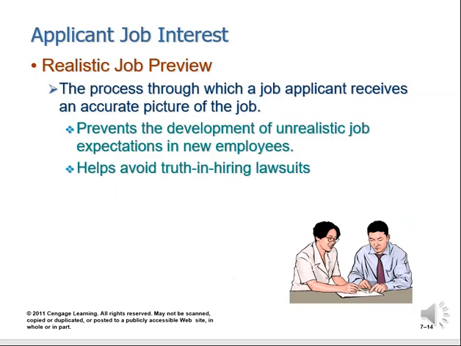A realistic job preview, we did talk about this in our last lecture, but it's the process of going through the entire job that a person would work while they're an applicant or while they're still applying for the job. So this may be something like a day or two long, and you want to basically understand that person's capabilities, so you can give them some tests. You can have them perform certain tasks that they would do if they were hired for the job. And it also gives the applicant a realistic idea of what it would be like working in that job for the company. It really can help avoid lawsuits.